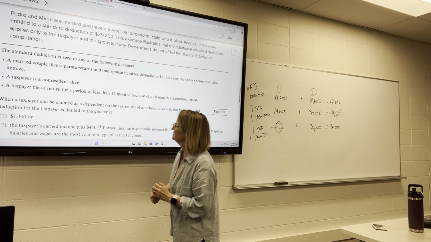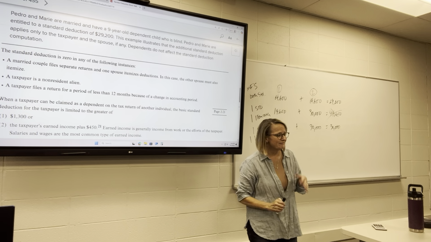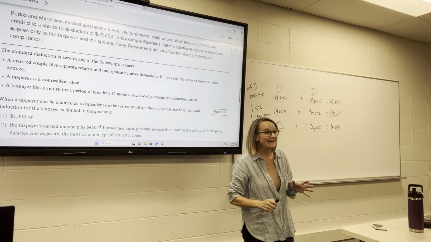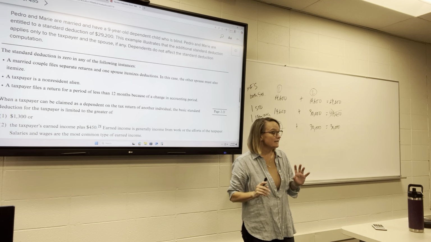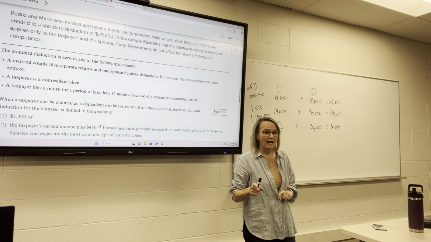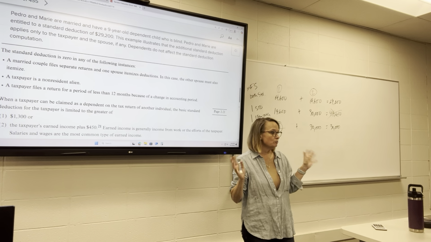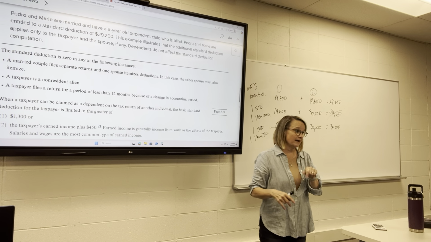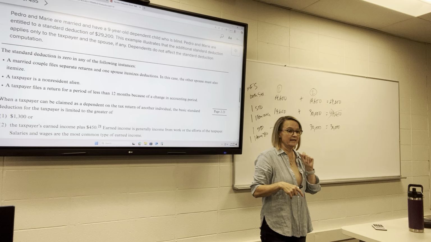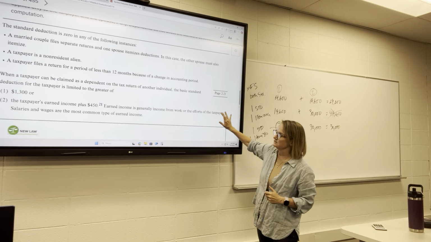If a taxpayer files a return for a period of less than 12 months because of a change in accounting period, I can't think of any situation where that would be the case for an individual tax return. Every individual has a January to December tax year. You don't choose any other tax year as an individual. Corporations can have different tax years. Individuals cannot. So I don't know of any situation.